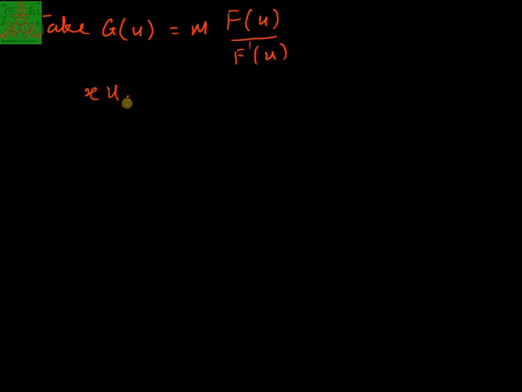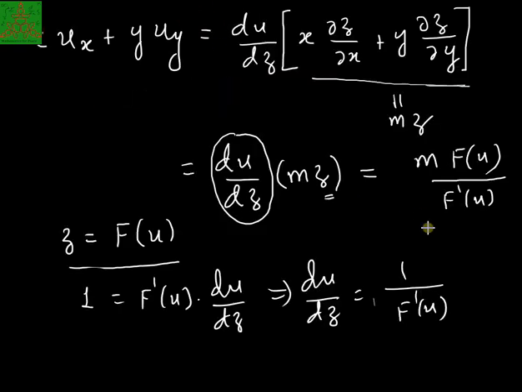Now the second equality, that is involving the second order partial derivative. So for that I am taking g of u equal to m into f of u upon f dash of u. So we'll have now the situation x into ux plus y into uy. Since this quantity is gu, as per this one, so that's why we can write this as gu.